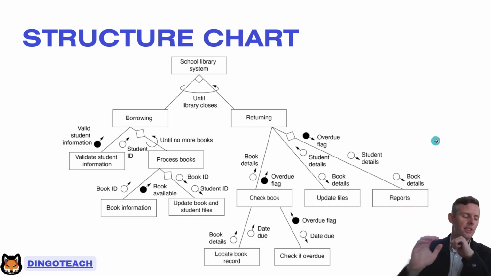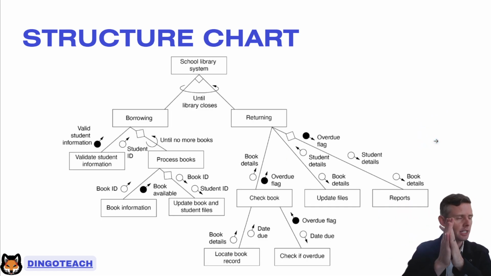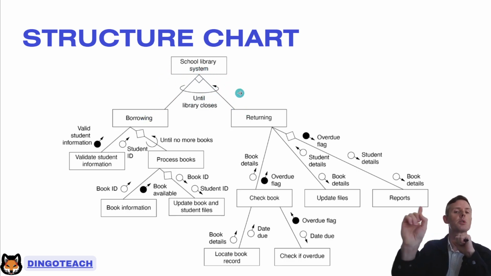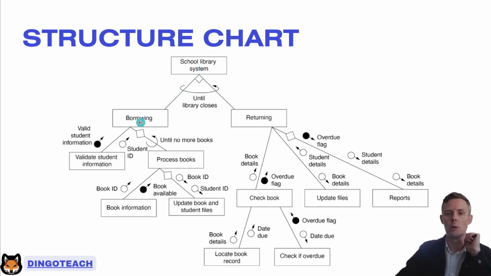Okay. This one is a much more complicated structure chart that you can use as an example. Have a look at it. I'm going to just go through it very quickly because we're almost out of time, or at least I want to finish up very soon. But if you have a look, we start up here in the school library system, and we now have these two crazy symbols. First of all, we can choose to go left or choose to go right, and we can choose to do this as many times as we want until the library closes. So let's go down to the left and borrow a book.